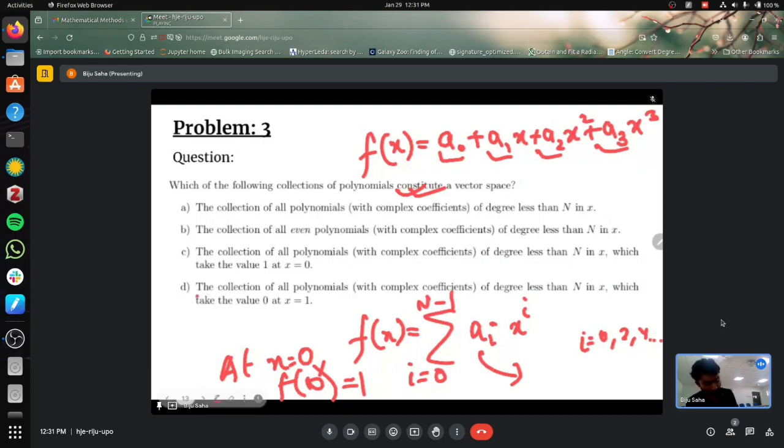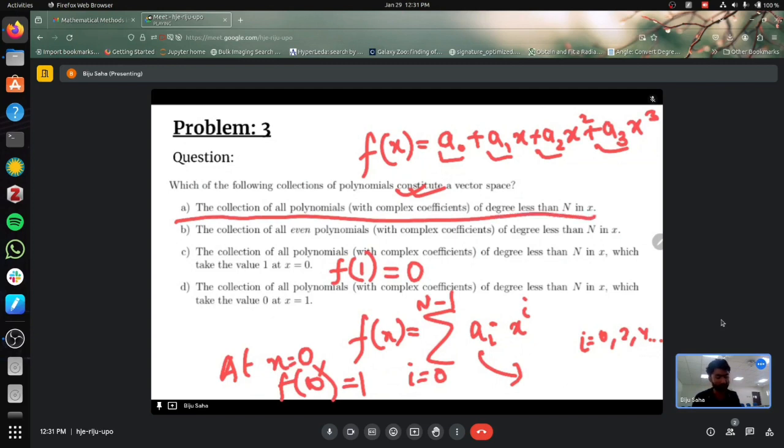The next option, D, is again the same. In this case you have to check f of 1 is equal to 0. Earlier it was f of 0 is equal to 1, and now at x equal to 1 the value is 0. All these cases are special cases of the first one. So let me briefly describe how to verify whether the first set forms a vector space or not. Then a similar procedure can be adopted for the remaining problems.